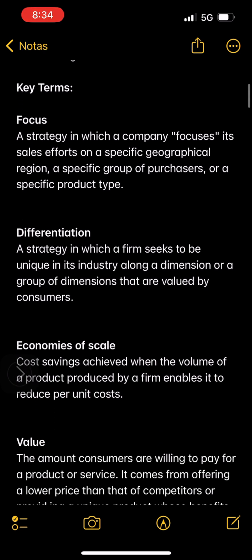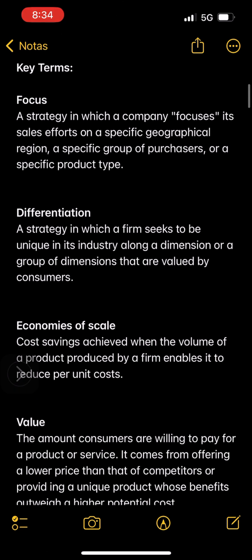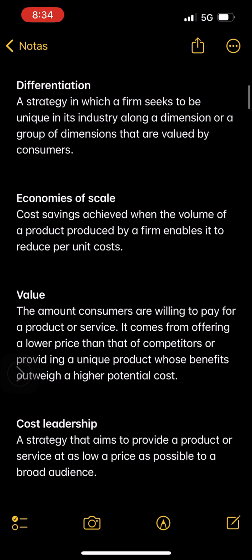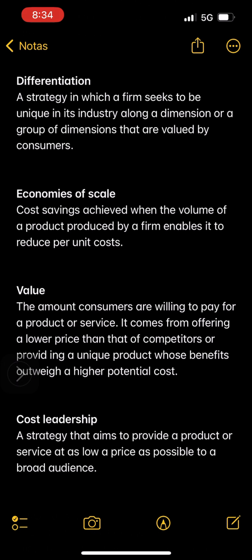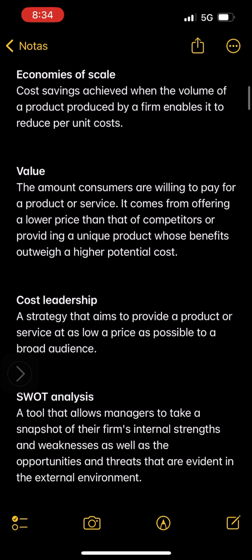Focus. A strategy in which a company focuses its sales efforts on a specific geographical region, a specific group of purchasers, or a specific product type. Differentiation. A strategy in which a firm seeks to be unique in its industry along a dimension or a group of dimensions that are valued by consumers. Economies of scale. Cost savings achieved when the volume of a product produced by a firm enables it to reduce per unit costs. Value. The amount consumers are willing to pay for a product or service.